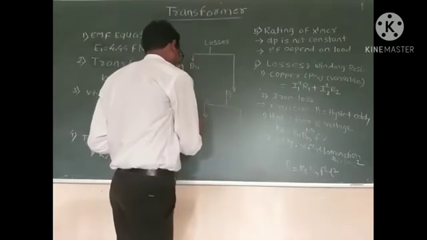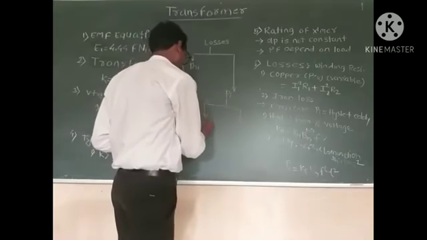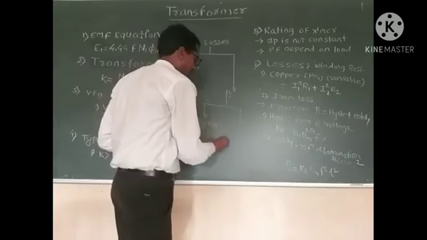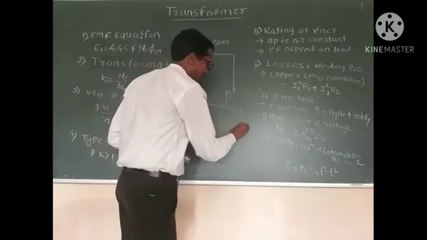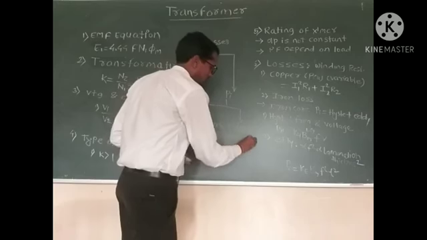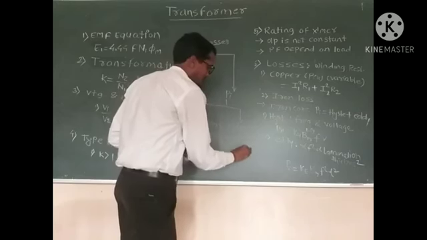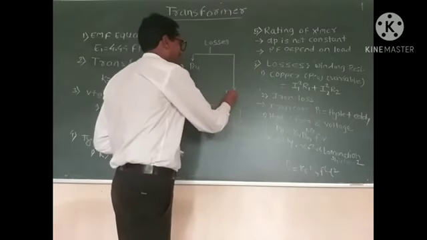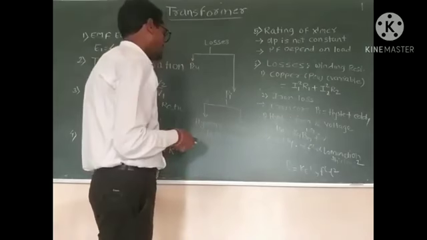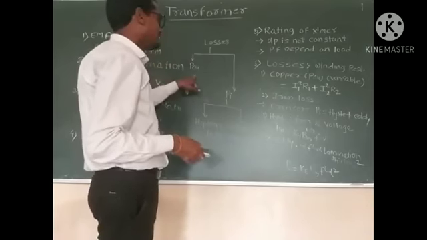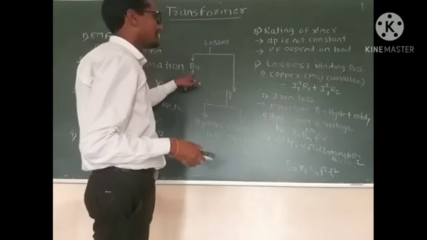First is hysteresis loss, and second is eddy current loss. These PI losses get divided into two types: hysteresis loss and eddy current loss. After that, let's look at PCU.